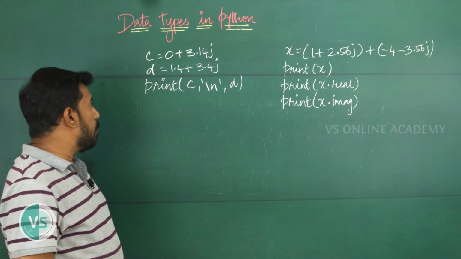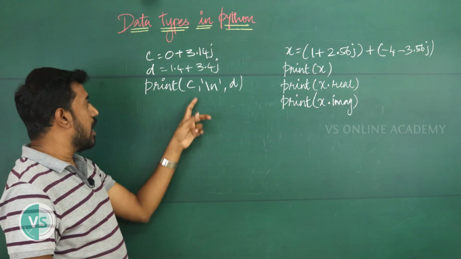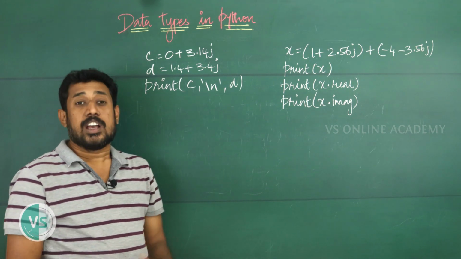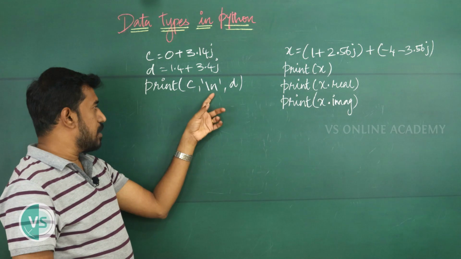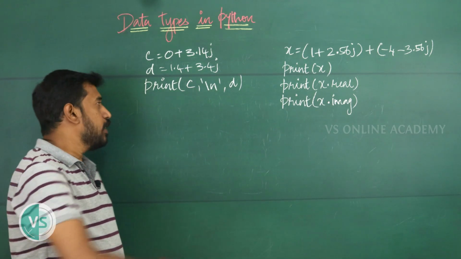If you try to print both the variables by the print function, look here: C \n D. We are very familiar with the escape sequence of \n. It will print in the next line. Then what is the output of this print function?